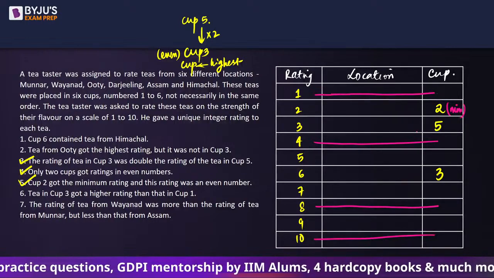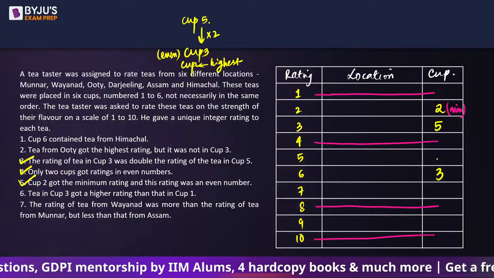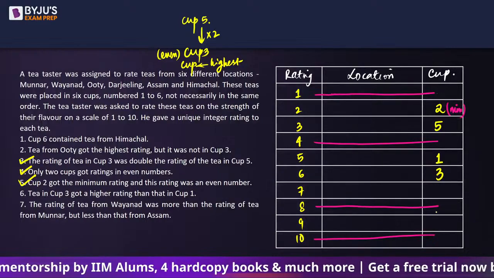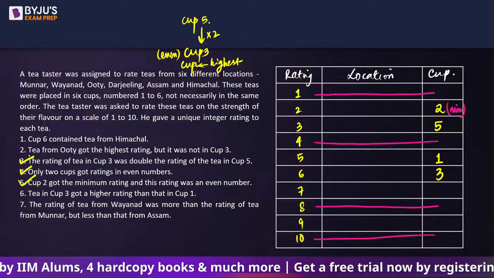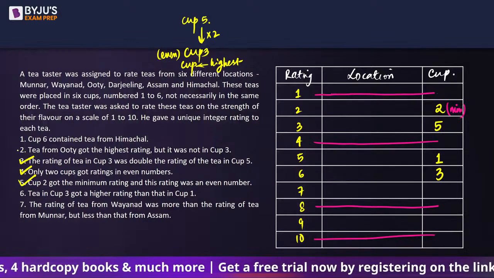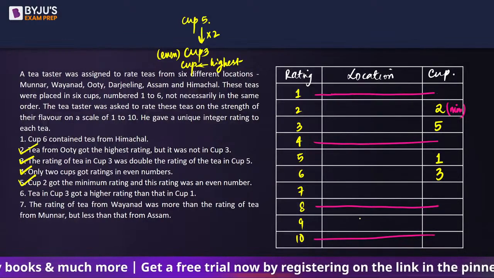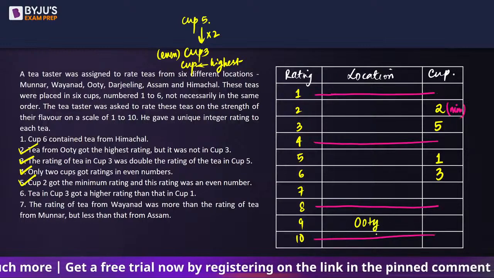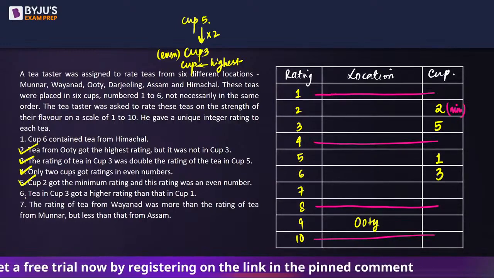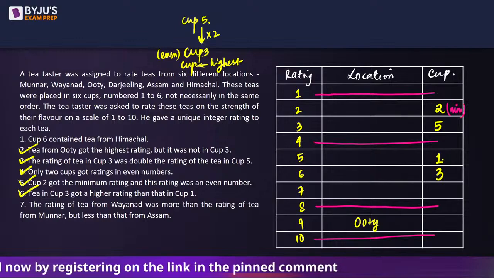So we can now fairly say that the number above 3 is going to be 1. And we are given that tea from Ooty got the highest rating. So this is the tea from Ooty, which got the highest rating, which is 9. And tea in cup 3 got a higher rating than in cup 1.